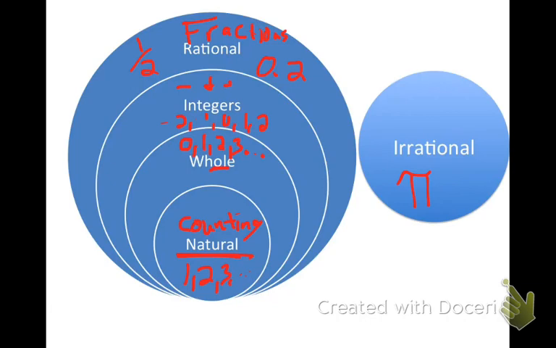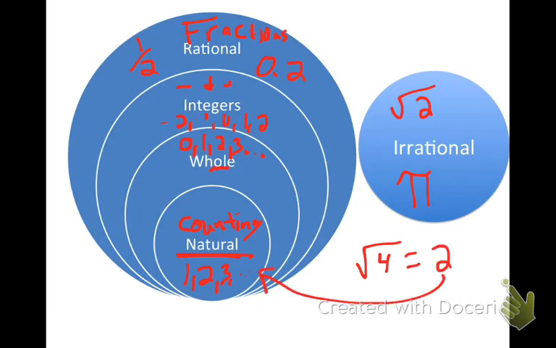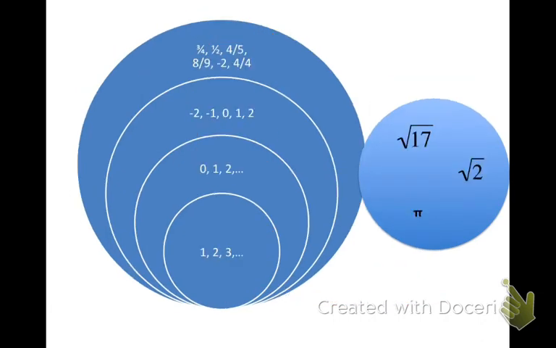Other common irrational numbers are square roots. The square root of 2 is an irrational number. It goes on and on and on. It's not going to end. What about the square root of 4? Would the square root of 4 be irrational? Why not? The square root of 4 is 2, which is actually a natural number. So not all square roots are irrational, but most square roots are irrational numbers. And here's an example of all those again: the natural, whole, integers, rational, and irrational numbers.